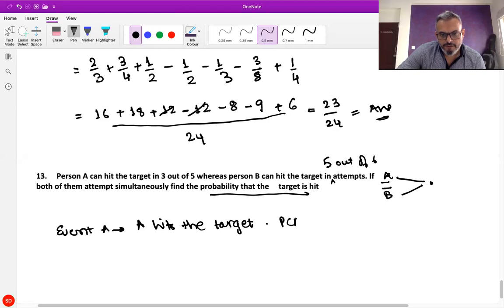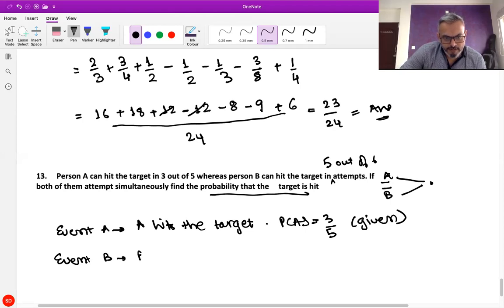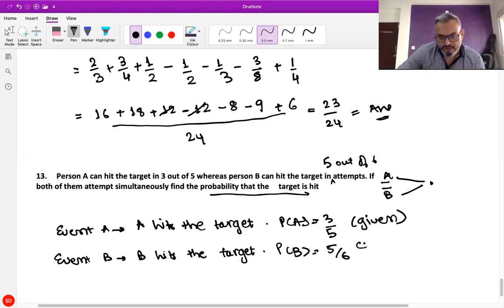So P of A is equal to 3 by 5. This is already given. Event B is that B hits the target. So P of B is 5 by 6. This is also given.